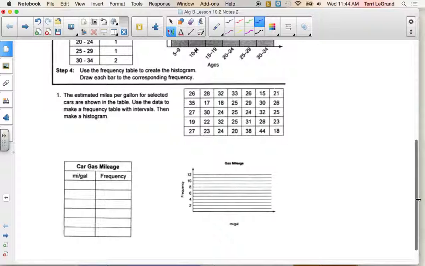Do you have room? You don't really have room going this way. Do we have to do them least to greatest? Yes, do them least. Well, you can do it the other way, but then you're going to have to work backwards, because in our frequency table we always start with the least, and in the histogram we always start with the least.